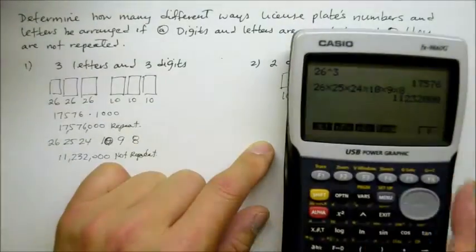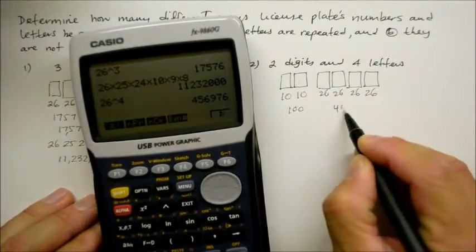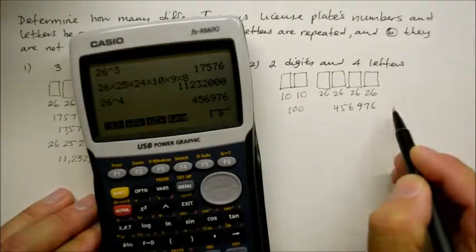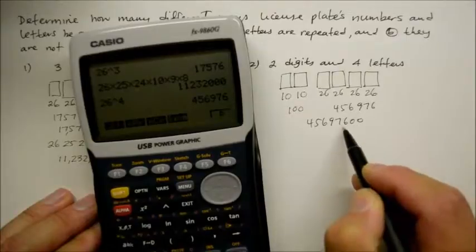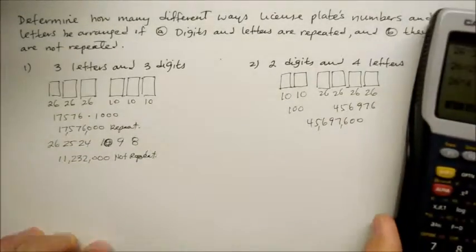Let's do that in exponential way. 26 raised to the 4th power gives me 456,976. The base 10 rule says just add the zeros along. So we get 45,697,600. So there are over 45 million ways of coming out with different license plates.